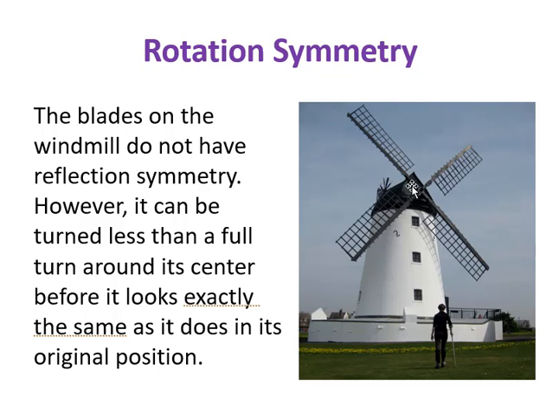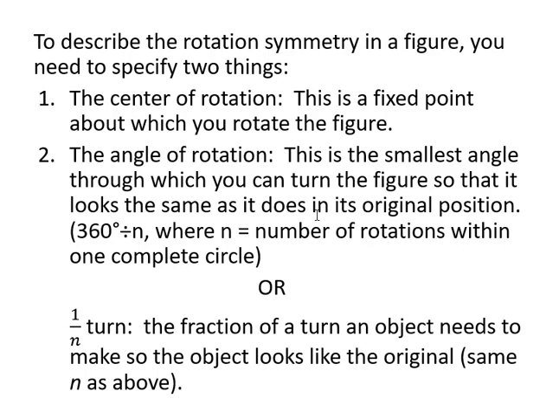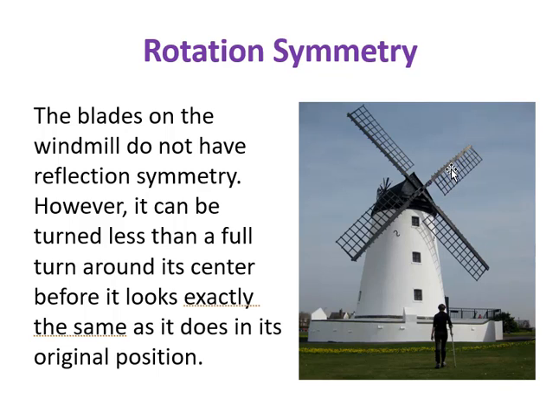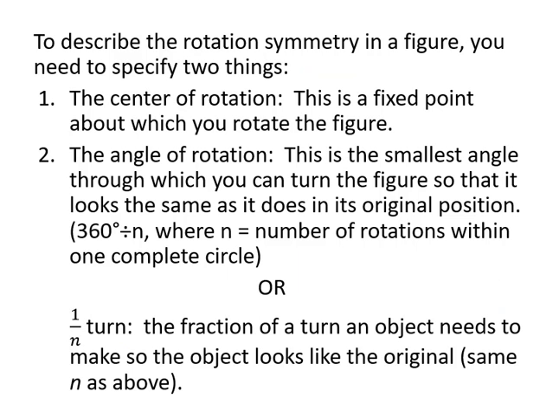Okay, so before, in this windmill, we could turn it 90 degrees and it would look the same, or another 90, or another 90, or another 90. So it would have 90-degree rotational symmetry. Well, to figure that out, you take 360 degrees and divide by n, where n is the number of rotations within one complete circle. And so if we start here, this would be 1 turn, 2 turns, 3 turns, 4 turns. So 360 degrees divided by 4 is 90 degrees. So that's how we came up with 90 degrees.